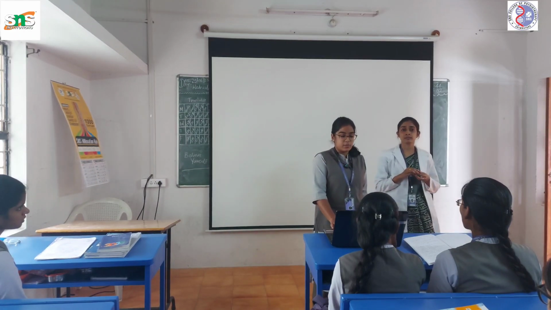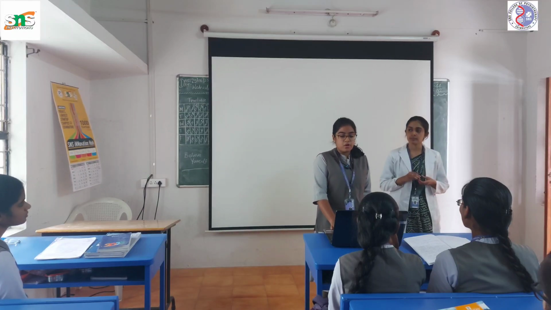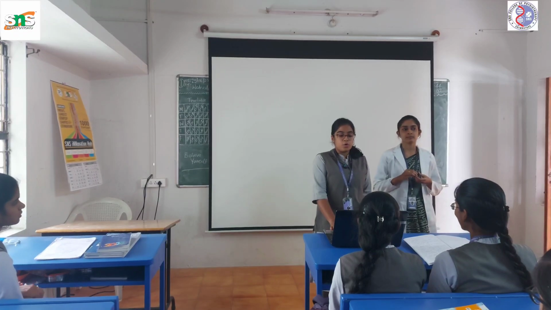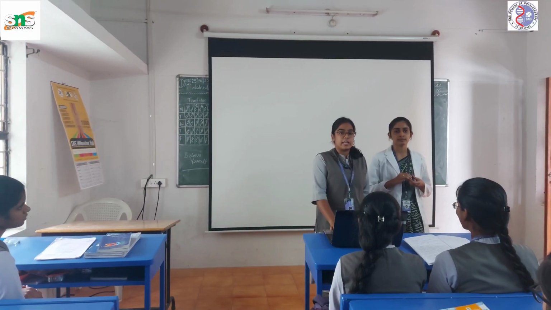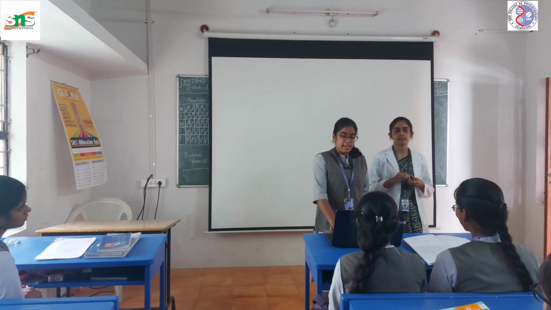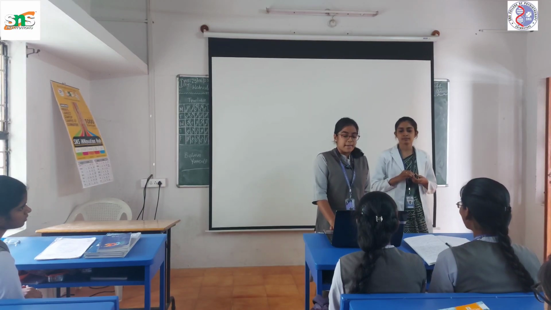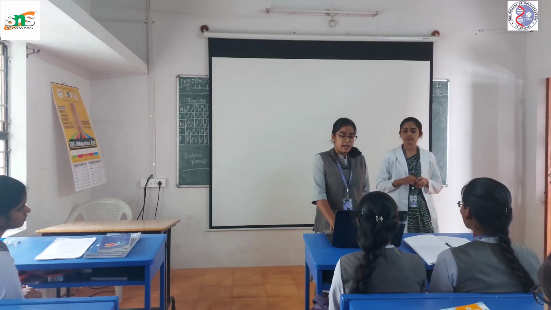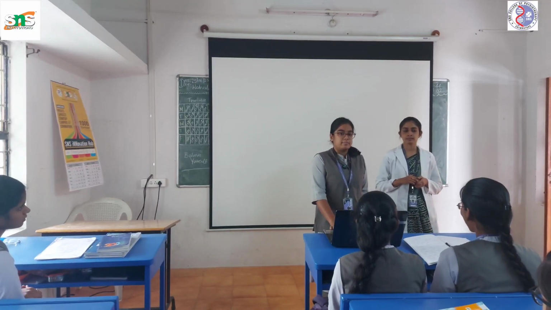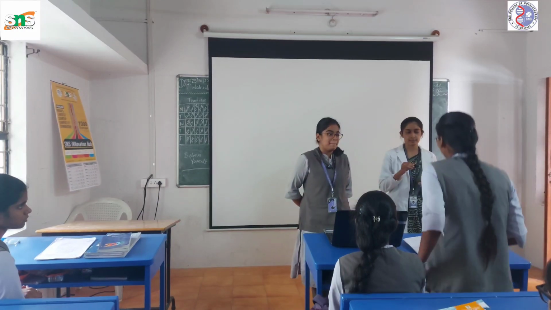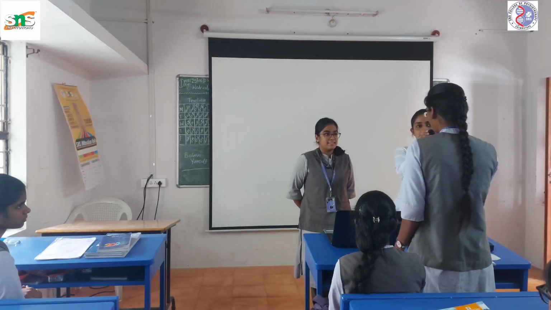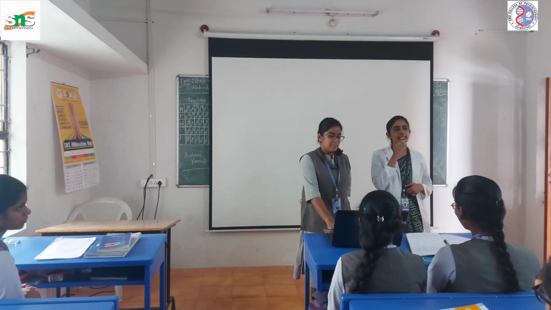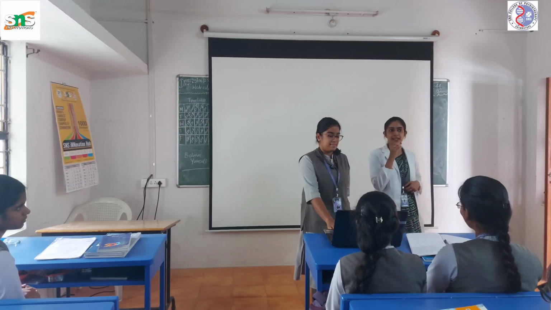So let's start with the first question. What is the most common causative organism for TB spine? The options are A. Staphylococcus aureus, B. Mycobacterium tuberculosis, C. Streptococcus pyogenes, D. Escherichia coli. Option B, Mycobacterium tuberculosis. Is this answer correct? Okay, so the answer is correct.